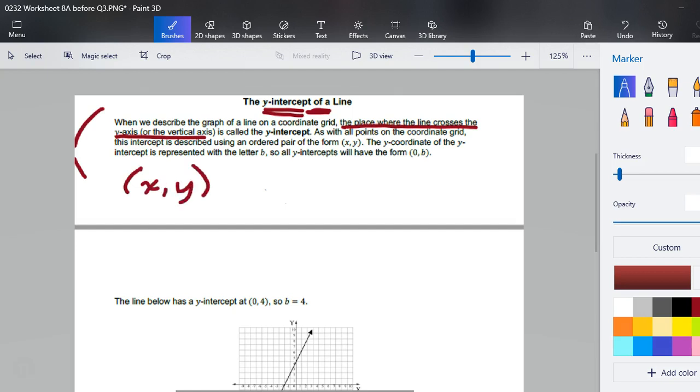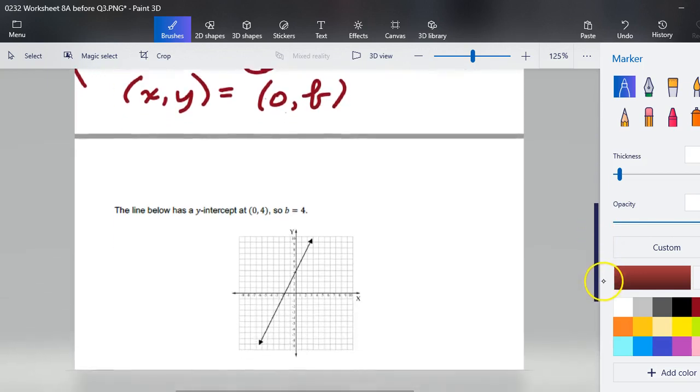All points get this xy, but the y-intercept gets a special set of points because we call the y-intercept b. And if we're going to call it b, and every time it hits the y-axis, it's right there at 0 on the x-axis, it's always going to be 0, and it's always going to be the number where we crossed the y-intercept. A whole lot of information right here. You really need to write it down somewhere and be memorizing it.